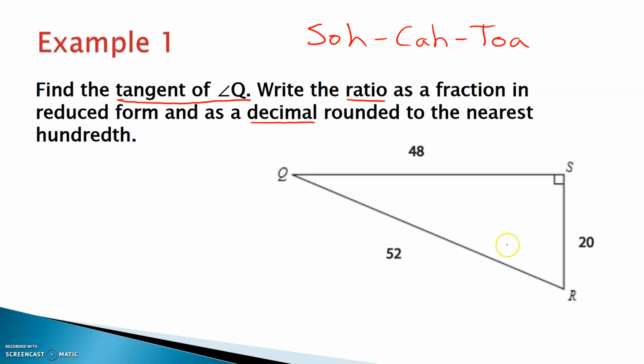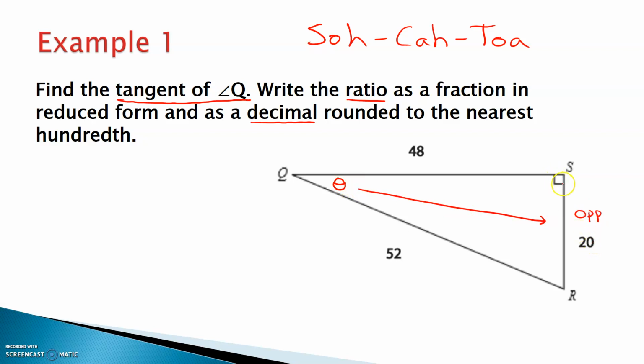Now let's label the triangle. Don't just blindly try to plug it in. That's where students often get confused. Let's stand at tangent of Q. So where's Q? There it is. I'm going to put my reference angle. Let's label a few things. Directly across, we're going to call that my opposite. So 20 here represents my opposite.